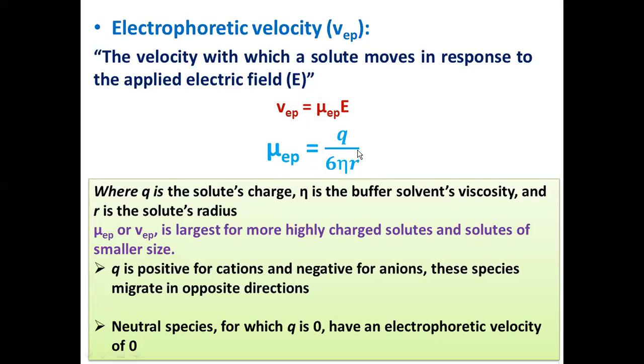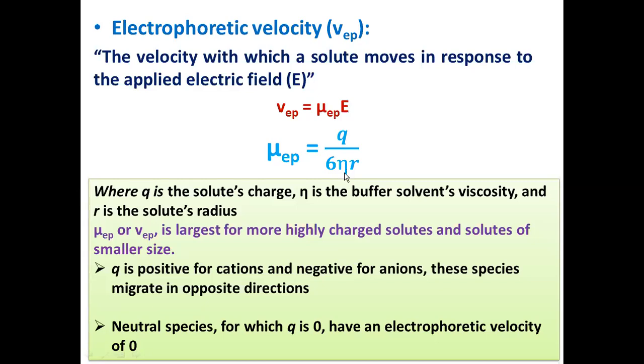This is a very essential and useful expression in order to express the relative mobilities of the solutes, either cations or anions, and even neutral species. Where Q is simply the charge on the solute. If it is a cation, it is +1 for monovalent, +2 for divalent, +3 for trivalent, +4 for tetravalent species. So Q is the charge of the solute which is migrating towards either the cathode or the anode. Eta is very important here. This is the viscosity of the buffer medium.